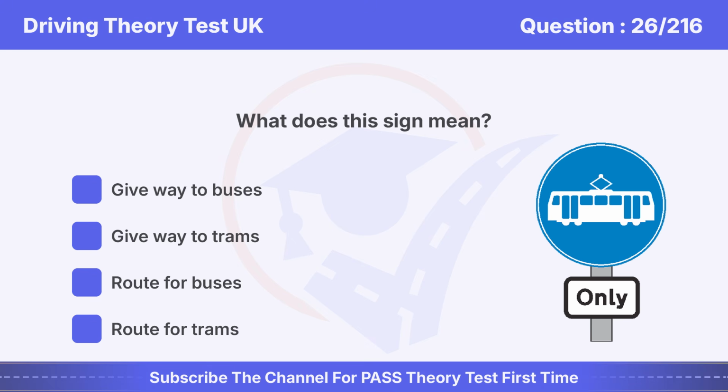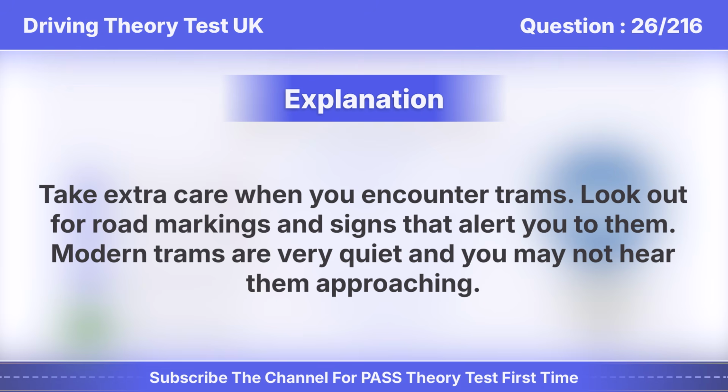Question 26. What does this sign mean? Answer is D. Route for trams. Take extra care when you encounter trams. Look out for road markings and signs that alert you to them. Modern trams are very quiet and you may not hear them approaching.